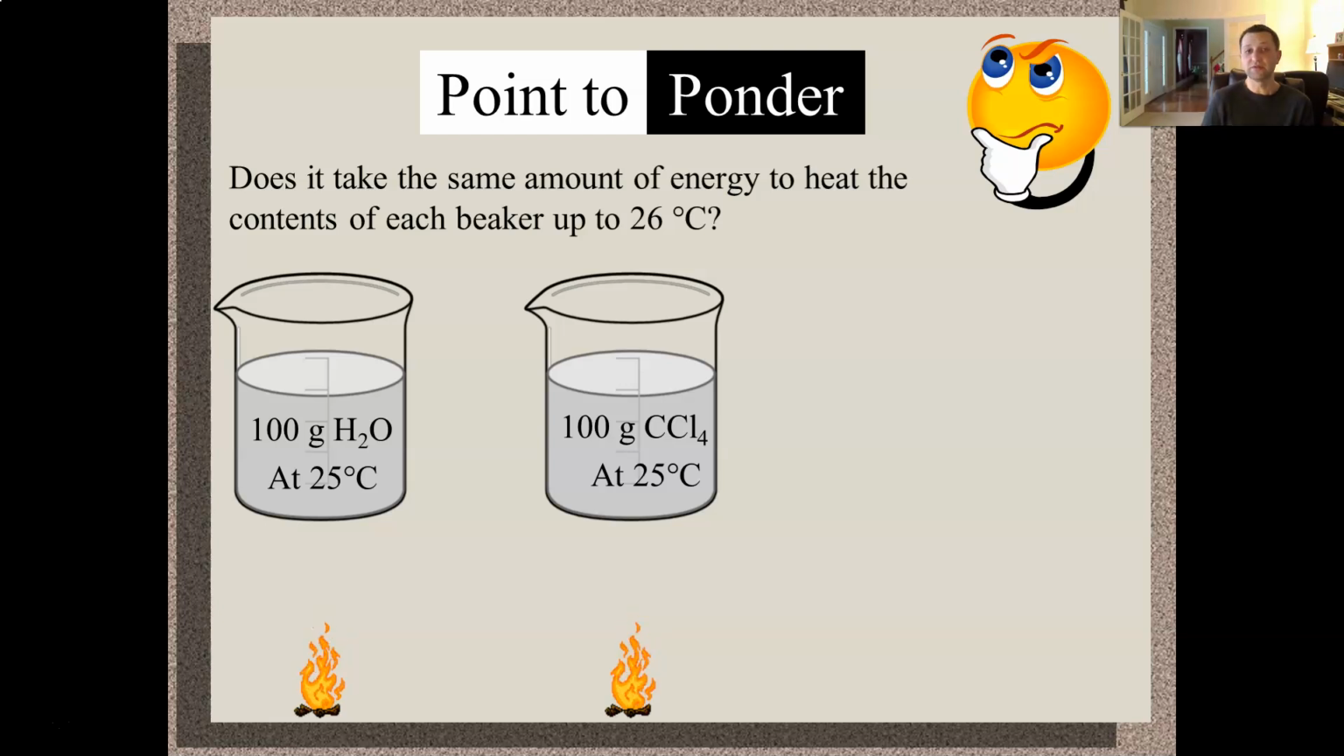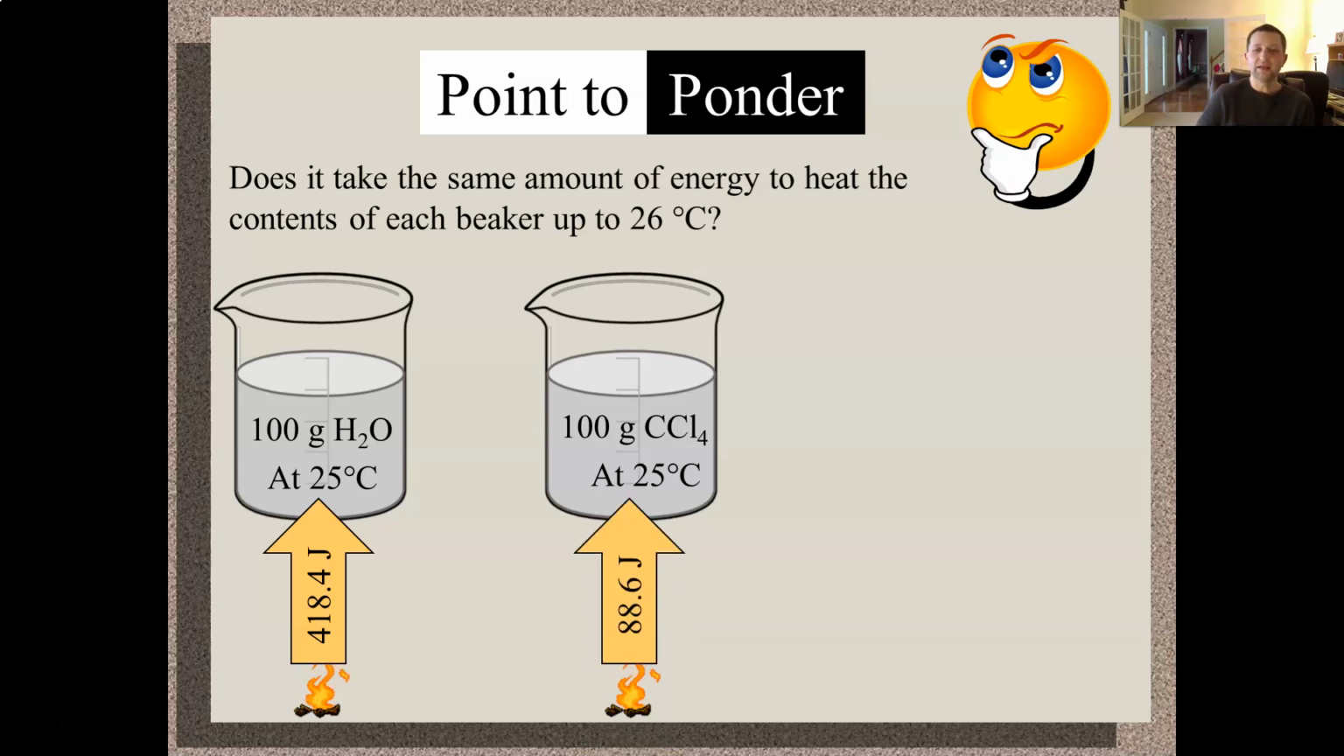We could predict whether it would be the same amount of energy. I mean, we have two different substances, but they're both at 100 grams, and they're both at 25 degrees Celsius to start out. So let's see how much it takes for the water to get heated up from 25 to 26 Celsius. Looks like it's 418.4 joules worth of energy, and the carbon tetrachloride is 88.6. So if you predicted that the energies would be different, then of course you're correct here.